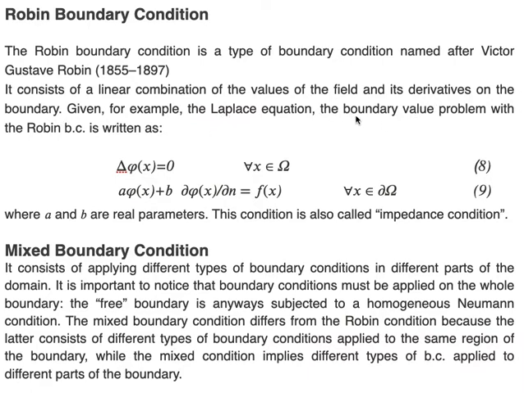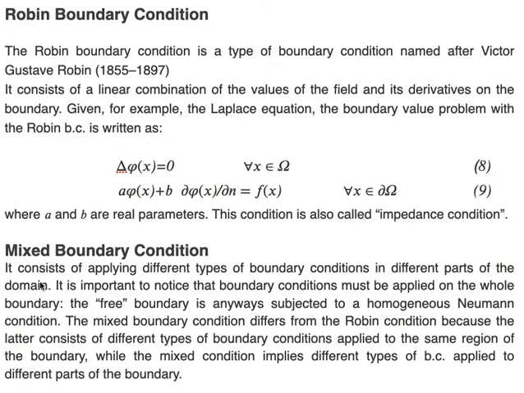For example, the Laplace equation boundary value problem with the Robin boundary condition is written as delta phi of x equal to 0, where x is in omega, and a phi of x plus b dou phi of x divided by dou n equal to f of x, where a and b are real parameters. This condition is also called impedance condition.